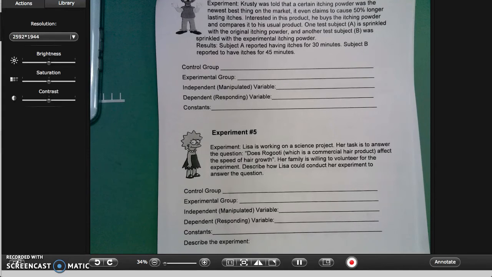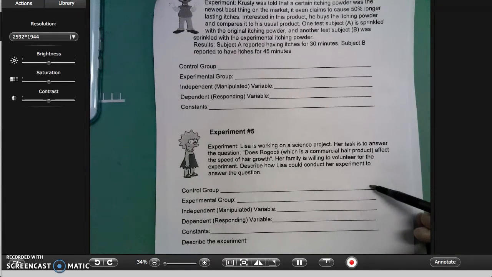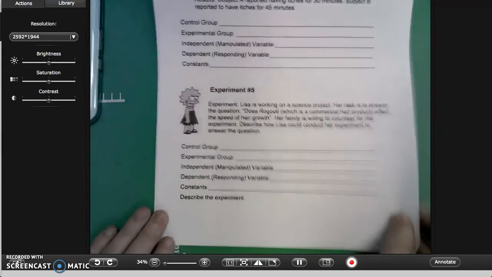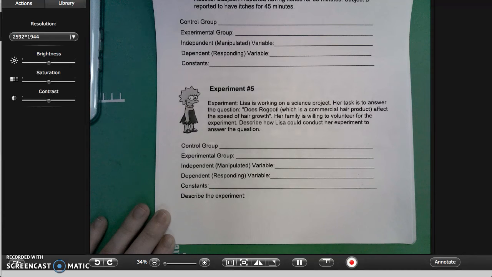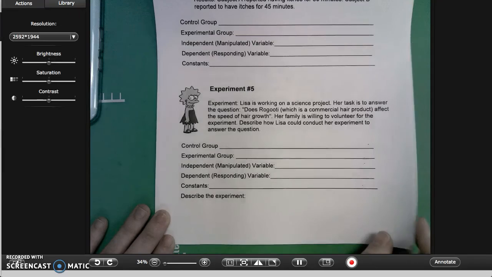So on this one, you're given much less information than the past experiments, and you are coming up with your own. So just a reminder, there is no right or wrong answer here, but you do need to have a control group. So you're probably going to want to split into at least 2 groups and an experimental group. What are you changing? What is she changing? What's going to change because of that? What do you want to keep constant? And describe your experiment. You do not need to give step-by-step instructions here, but you do need to give enough of a description that we can tell exactly what you're doing.